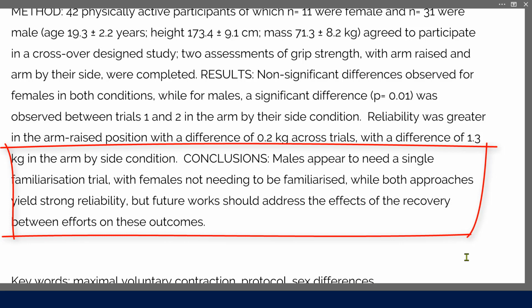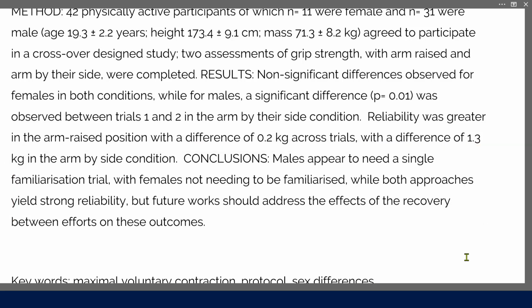So again, remember what the purpose of this example is. It's about differences between males and females. Males appear to need a single familiarization trial. So that's what's been concluded based upon the data. With females not needing to be familiarized because the data showed that females actually produce very reliable results when we compare two trials. While both approaches yield strong reliability, so it's kind of wrapping the reliability section up, but future work should address the effects of the recovery between efforts on these outcomes.